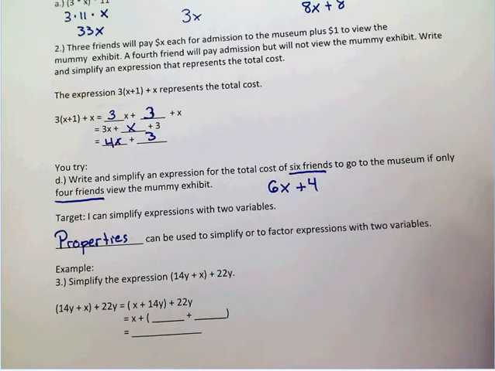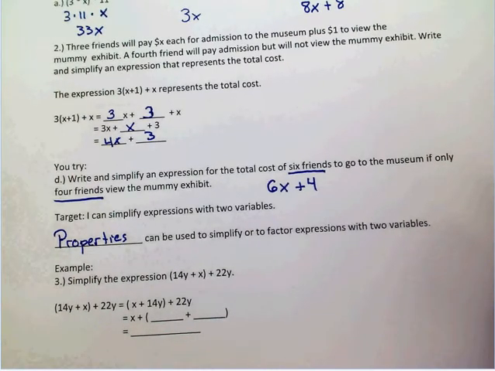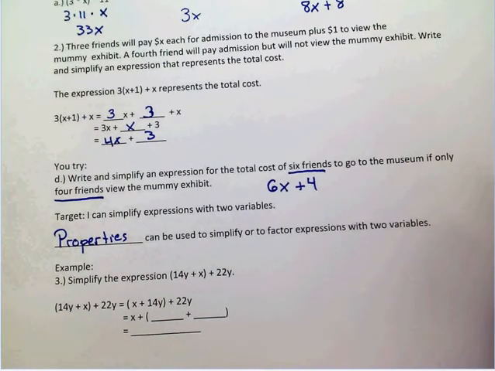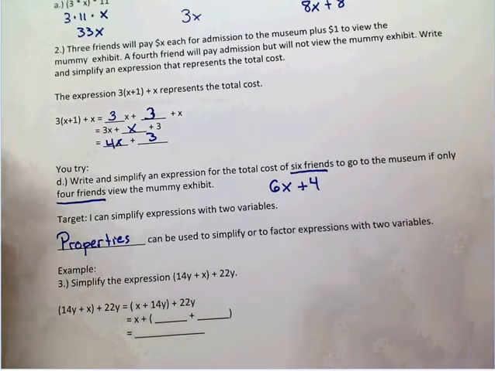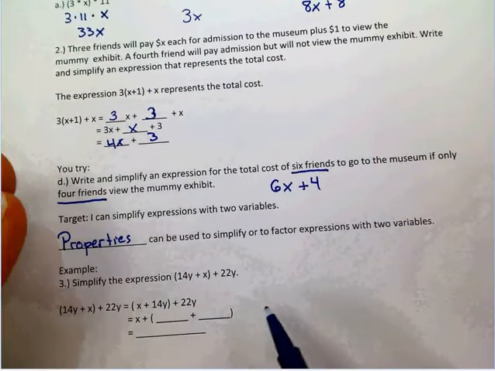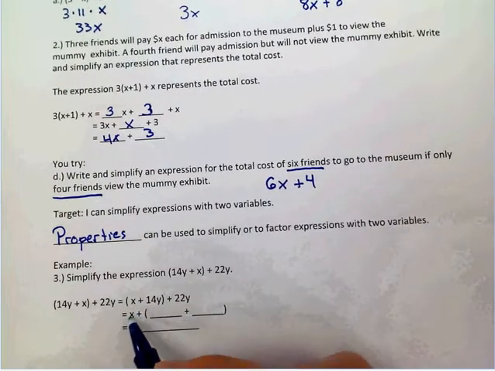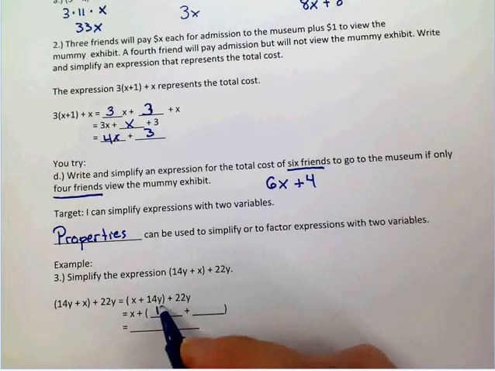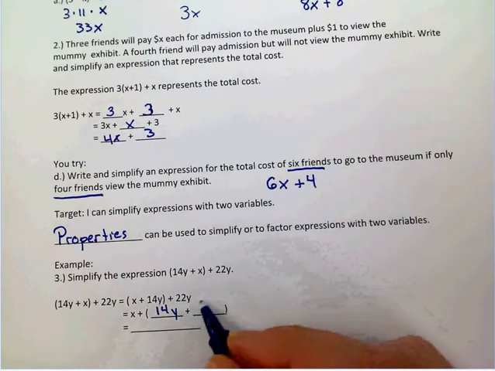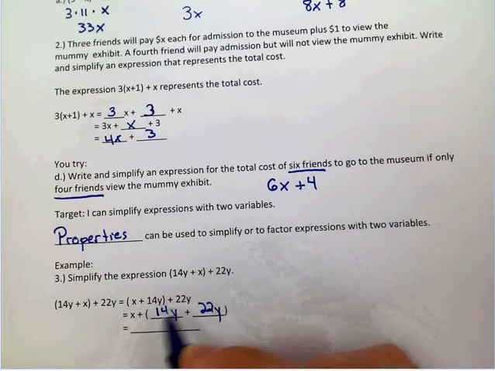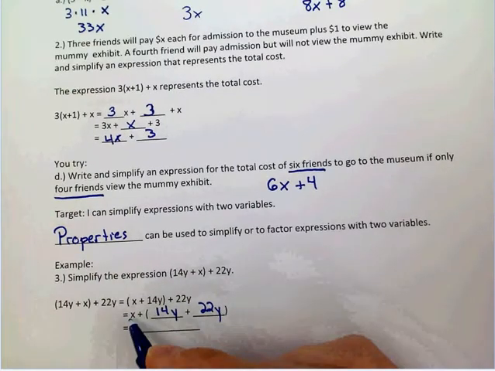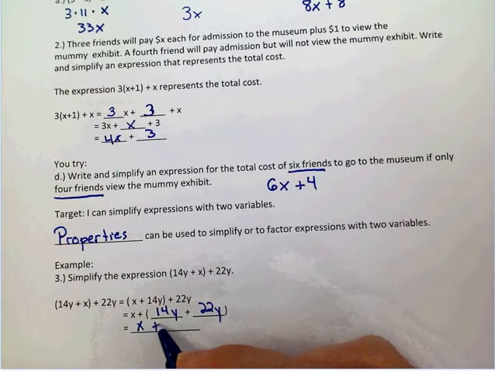Within this one, we are using our associative property in order to change our order, change our parentheses, and also the associative property to change our order to have x plus 14y plus 22y. These are our like terms, so we have x plus 36y.